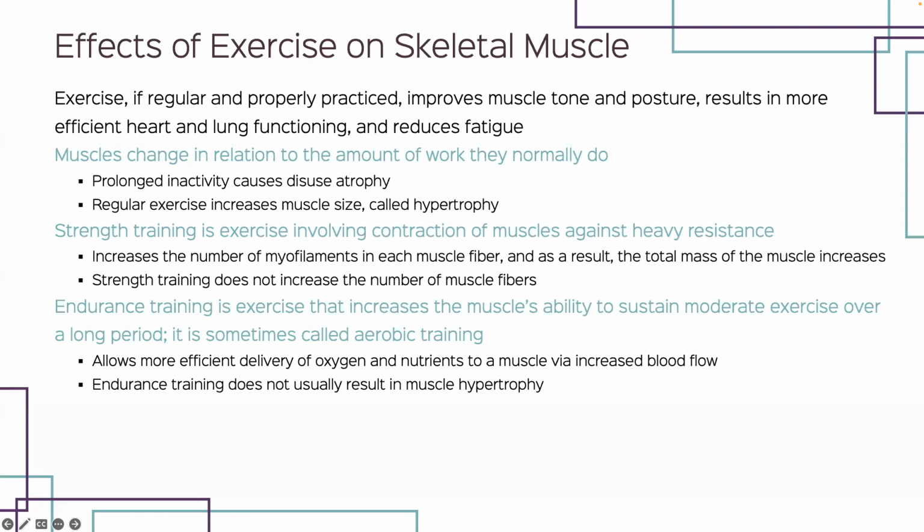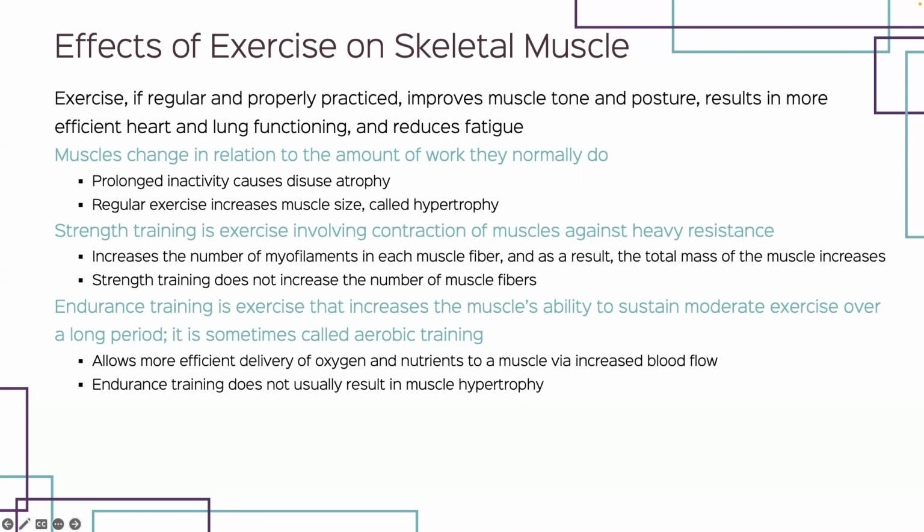Skeletal muscles undergo changes that correspond to the amount of work that they normally do. During prolonged inactivity, muscles will typically shrink in mass, and then a condition called disuse atrophy will happen. Exercise, on the other hand, may cause an increase in muscle size called hypertrophy.